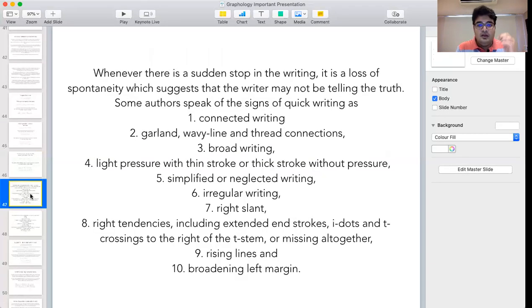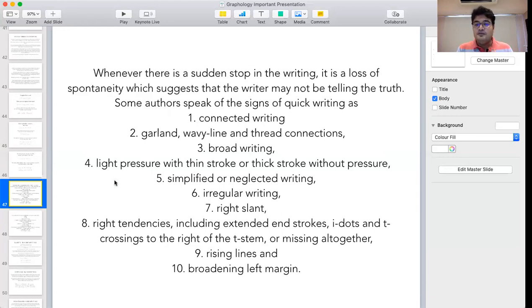Okay. Now, whenever there is an absolute sudden stop in the writing, it is a loss of spontaneity, which suggests that the writer may not be telling the truth. Basically, when you are telling the truth, you are in a particular flow, right? And you're writing, writing, writing, writing, writing. But when you want to lie, you're calculating, you're backtracking, you're thinking, okay, what should I write so that the person reading will get convinced?